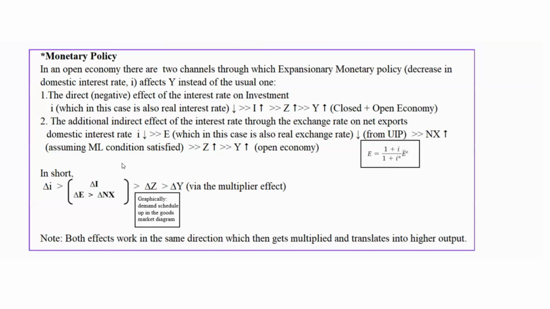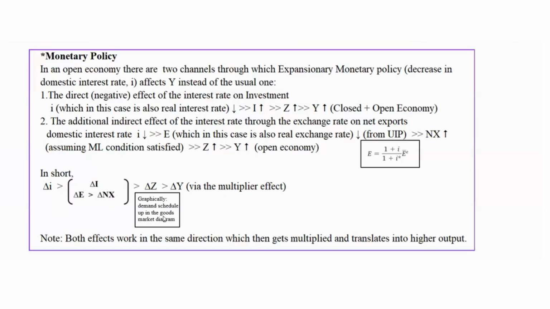So in short, an expansionary monetary policy is implemented through a decrease in the domestic interest rate. That's going to increase investment. And because it's going to affect the exchange rate through the UIP condition, it's going to affect net exports. As a result of both of these, because both investment and net exports are components of demand, that's going to cause your demand to change.